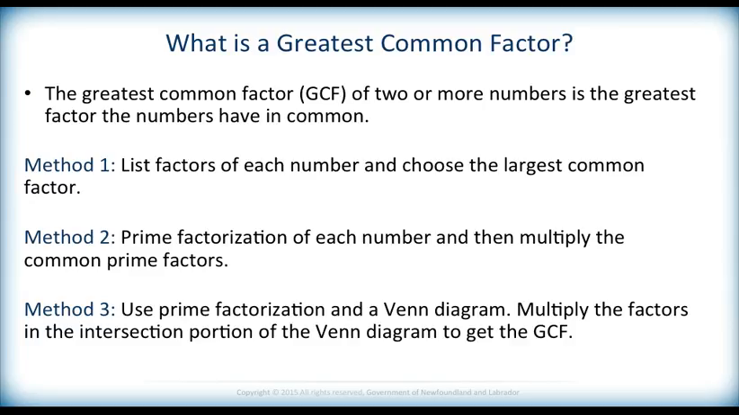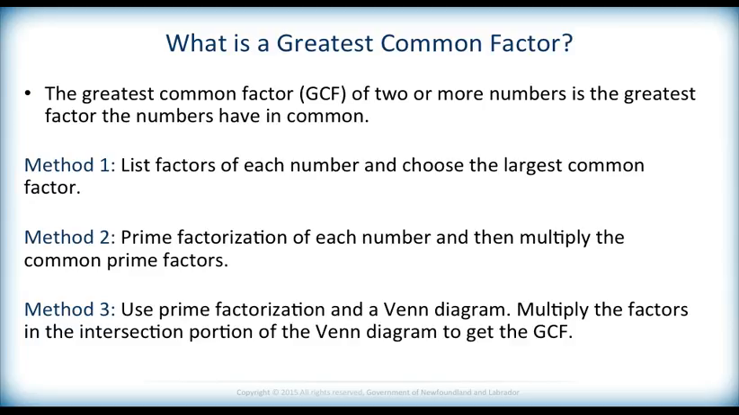Next, method 2 is a prime factorization of each number, and then multiply the common prime factors. So here, you could use a factor tree for 12 and a factor tree for 18. Once you find the prime factors from your factor tree and your prime factorization, you will multiply only the common prime factors together. In method 3, you use prime factorization and a Venn diagram, very similar to method 2.